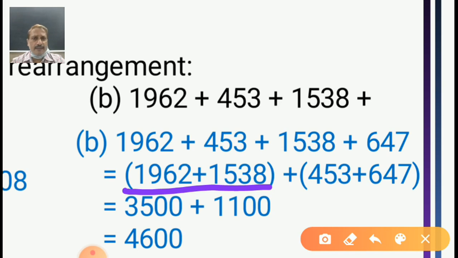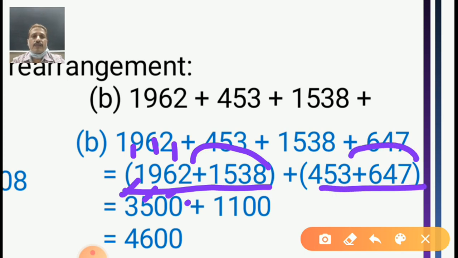Can you do it fast? Without writing it in down positions, you can do it directly. See, 8 plus 2, 10. 10, 1 carry over. Keep the carry here. Now, 3 plus 6, 9. 9 plus 1, 10. 10 is here, 1 is a carry over. 1 plus 9, 10. 10 plus 5, 15. 1 is the carry over. 1 plus 1, 2. 2 plus 1, 3. So my answer is here. Very good.